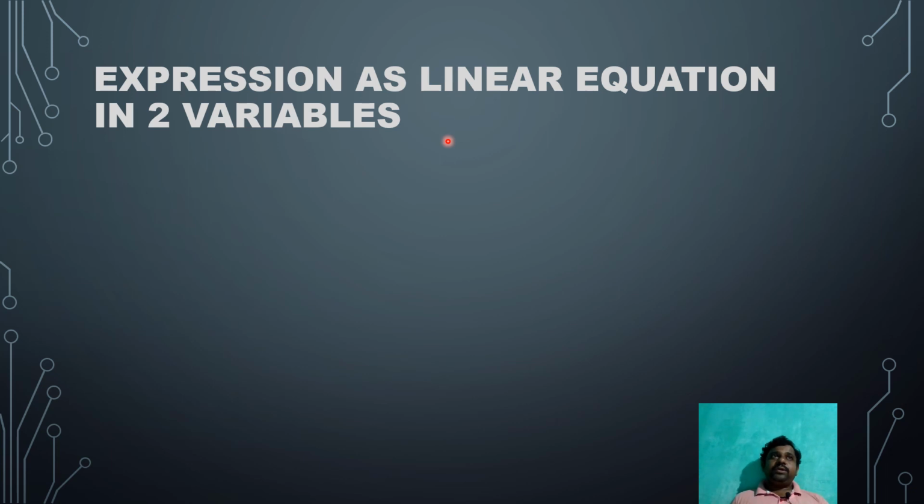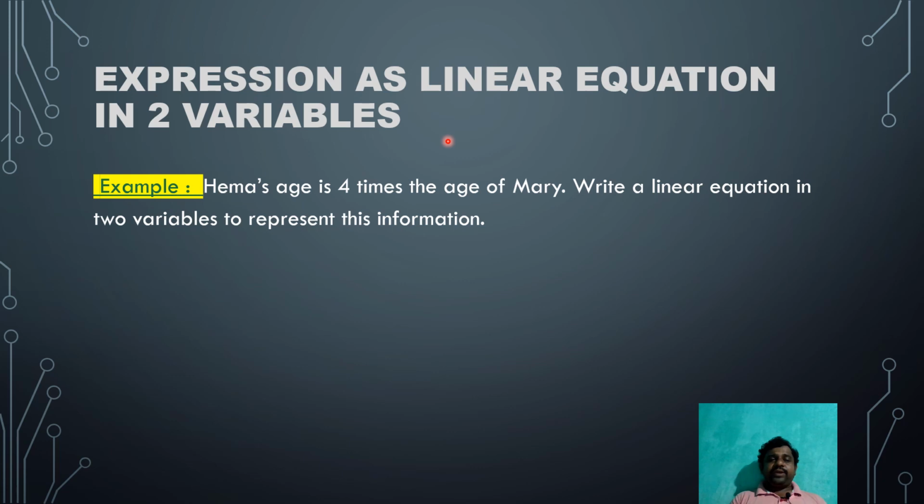Already we know the expression of a linear equation. If we have a situation, can we express it as a linear equation, a system of linear equations? Suppose Hama's age is 4 times the age of Mary. Hama and Mary are two friends, or daughter and mother, whatever it may be. Write a linear equation in two variables to represent this information.